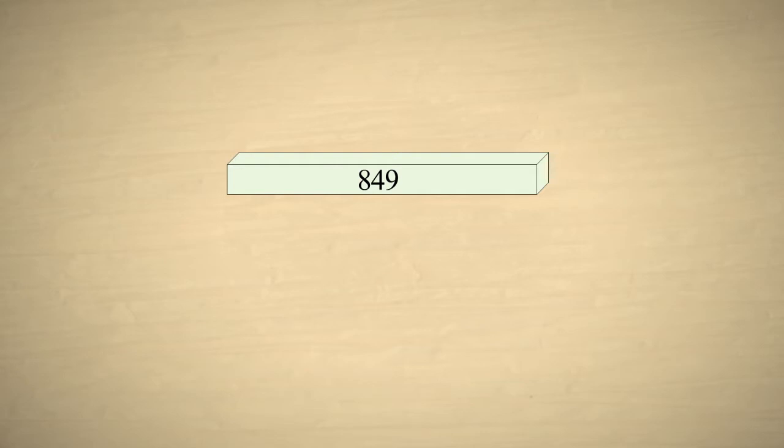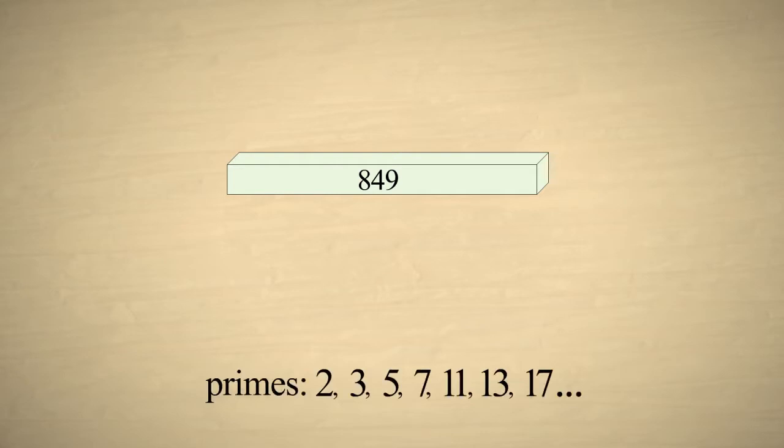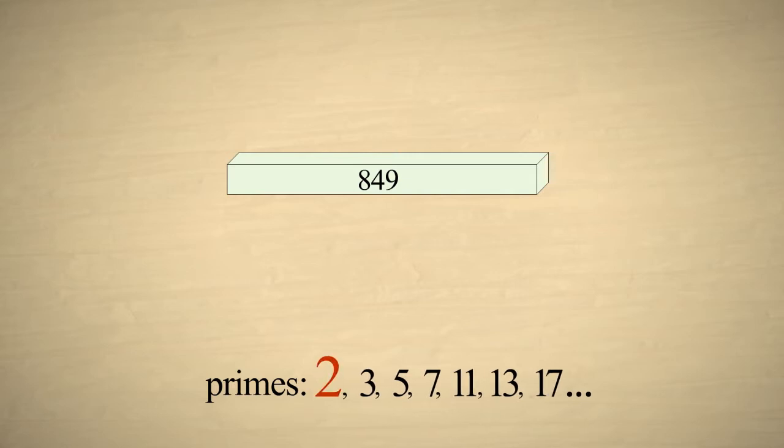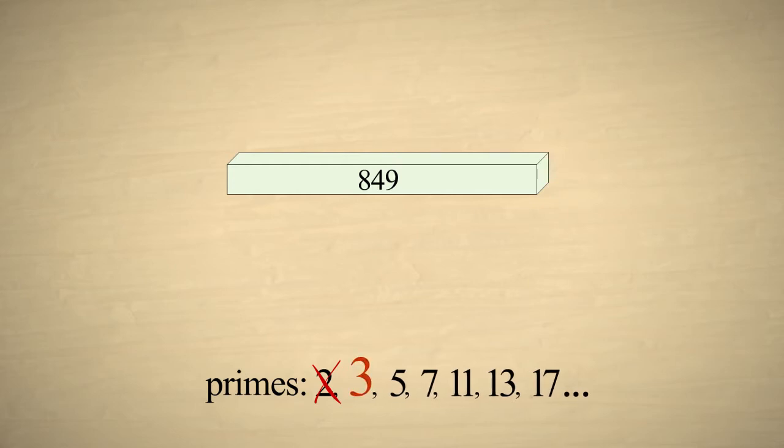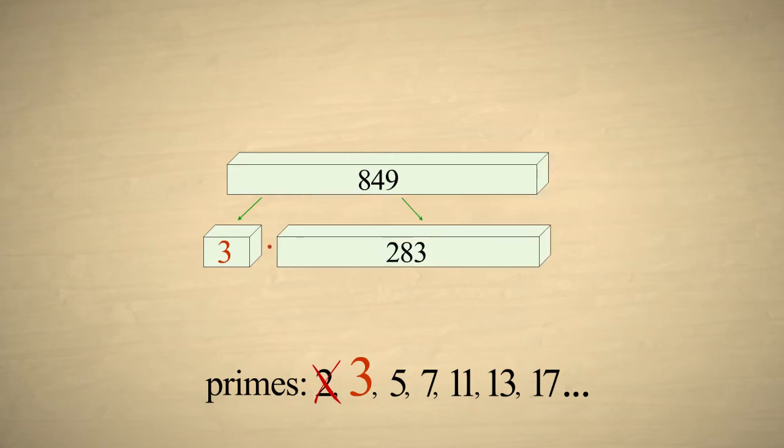Now let's try an example with a number which is not as easy to factor, 849. Once again, we start by testing the smallest prime number, 2. Since 849 is not even, we know that 2 is not a factor. So we go on to the next prime number, 3. Since the digits of 849 add up to 21, which is divisible by 3, 3 is a factor. 849 divided by 3 is 283. So 283 is also a factor.